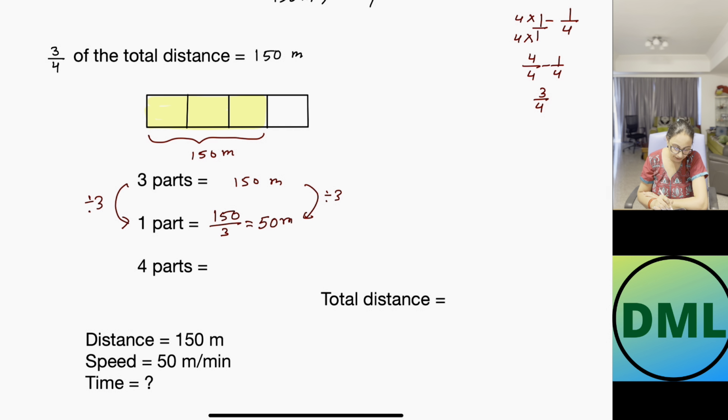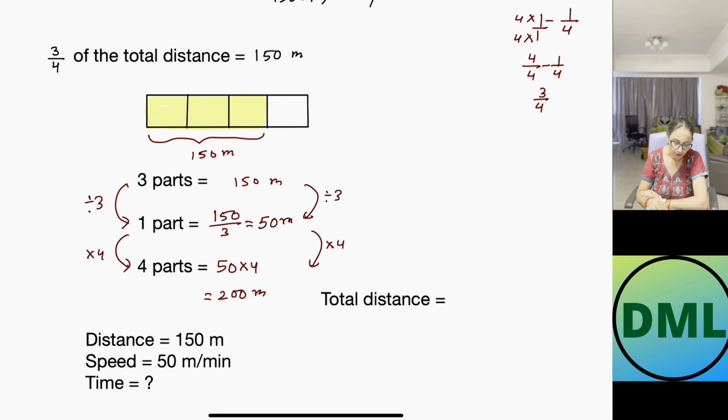I need to find out the answer for 4 parts. How do you reach from 1 to 4? Which operation are you going to do? Multiplied by 4, right? So the same operation I have to do here also, multiplied by 4. My answer here is 50 times 4, which is equal to 200 meters. 5 times 4 is 20, and one 0 more will give you 200 meters.